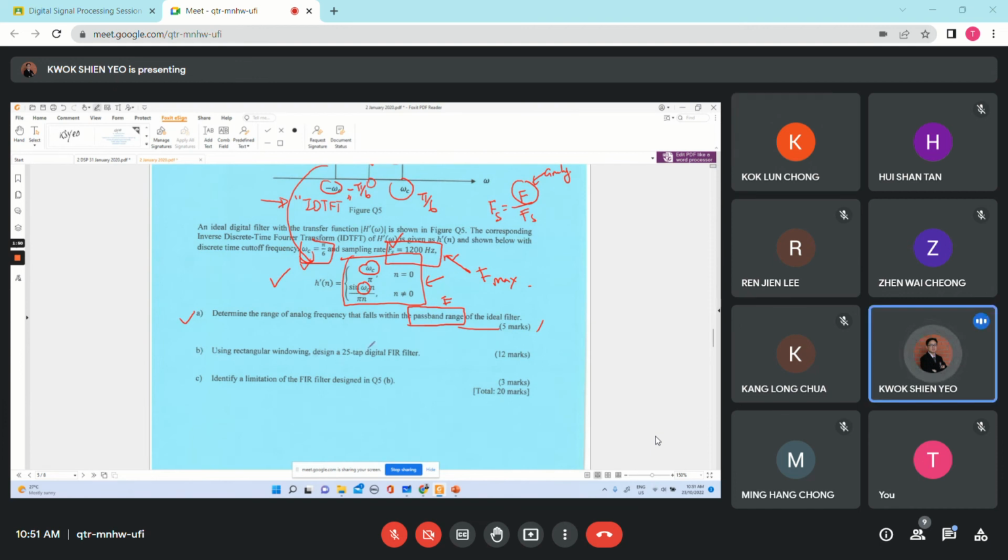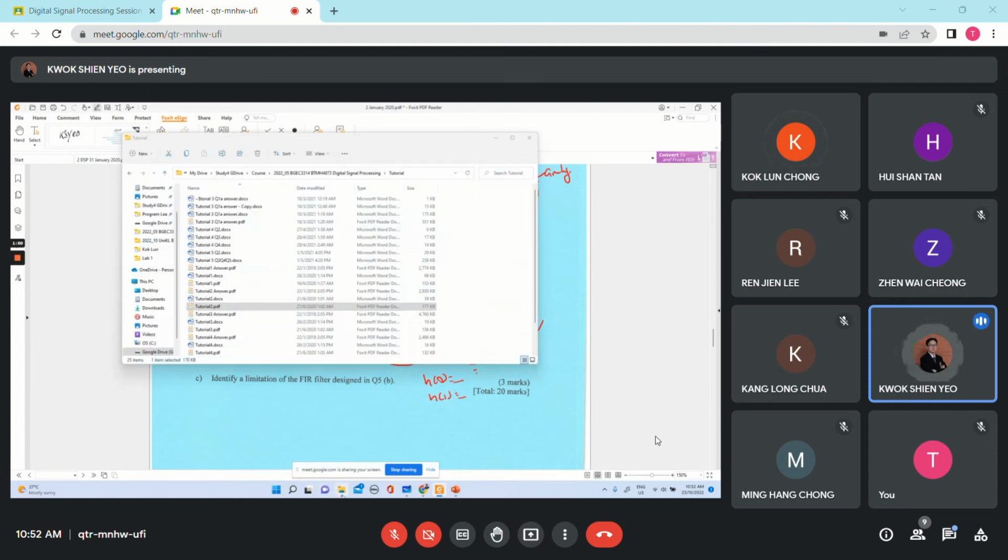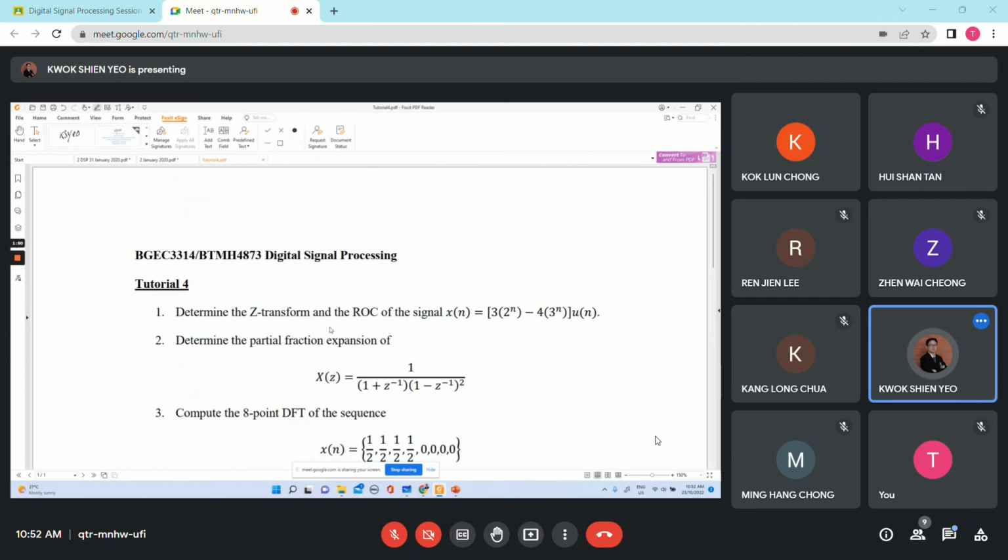2020 FIR filter design, rectangular window again, the same, 25 values. This question asks you to find what h[n] is, meaning h[0], what is the value, h[1], what is the value? How to study this? Maybe I point it out to you, which is in the tutorial. FIR filter design should be tutorial 4.